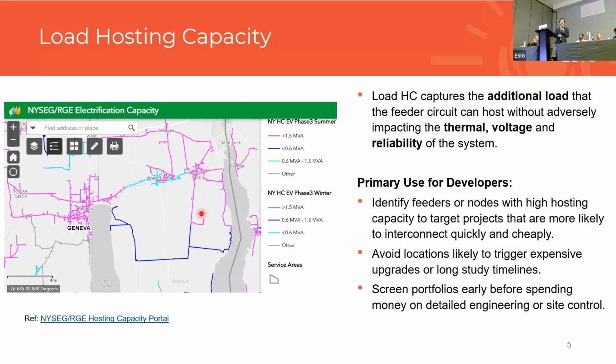And the third hosting capacity map I didn't talk about is called energy storage hosting capacity. If you just Google it for any utility in New York State, you will see the map there online. That will give you a taste of where's a good spot if you're trying to integrate energy storage into the grid.